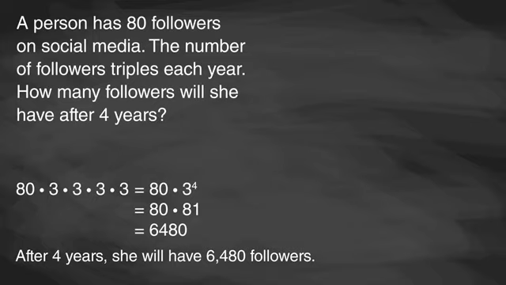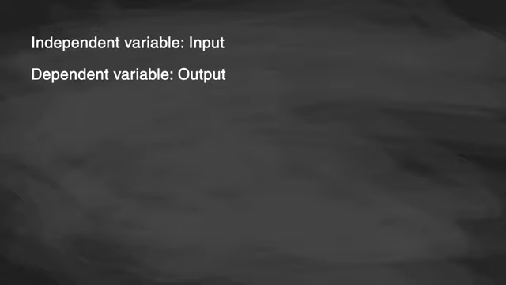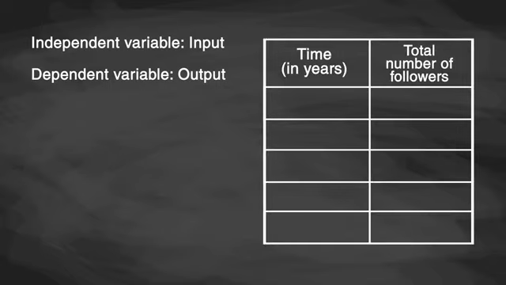have 6,480 followers. To represent the same situation in a table, you first would need to determine the independent and dependent variables. The independent variable is the input, and the dependent variable is the output. In this situation, the independent variable is time in years, and the dependent variable is the total number of followers.